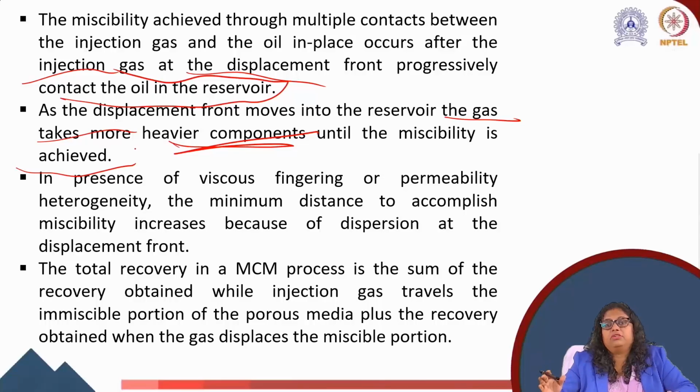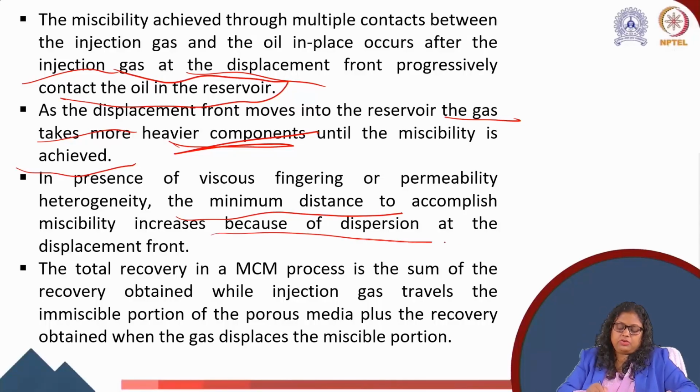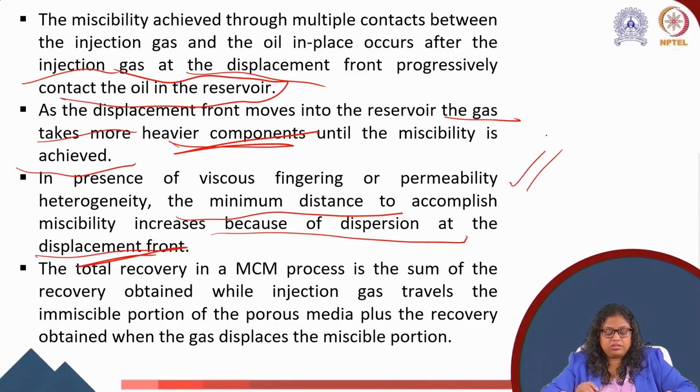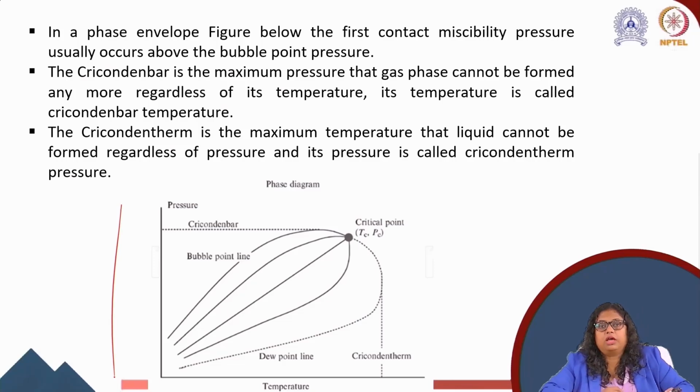In the presence of viscous fingering or permeability heterogeneity, the minimum distance to accomplish miscibility increases because of the dispersion at the displacement front. So this is another important thing: how does multiple contact miscibility get affected? Due to the presence of viscous fingering or permeability heterogeneity. And here we have the phase diagram.